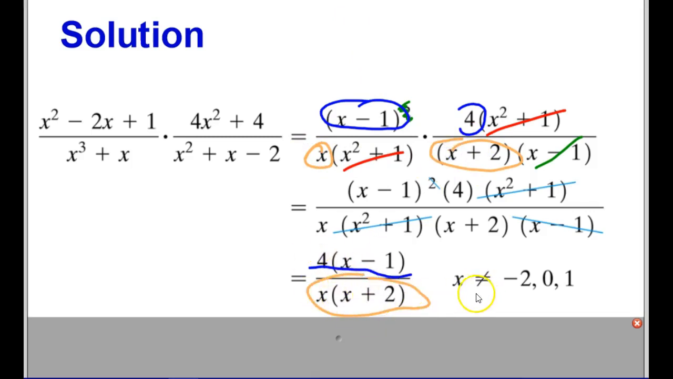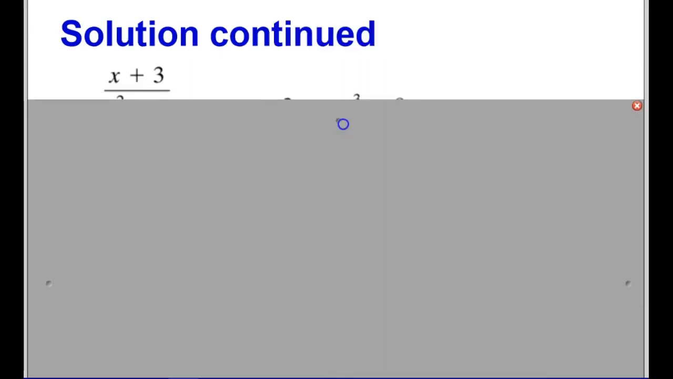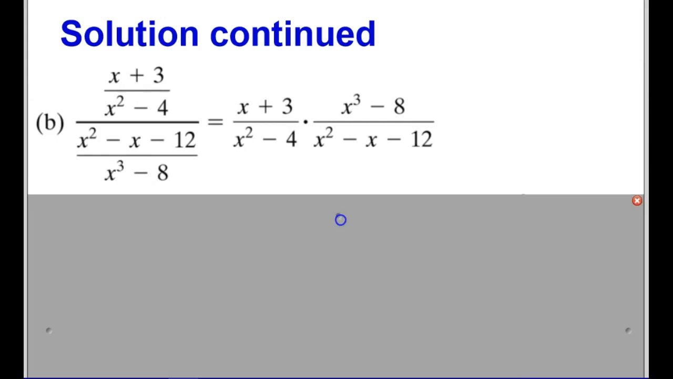Nothing else can cancel, and again I have to include all of the values that at one point would make my denominator 0. So let's look at that second example where we were dividing. Again, we're dividing, but we don't like to divide fractions, so I leave the numerator alone and I multiply that by the reciprocal, so upside down of the denominator. Well, now I'm just doing a problem like I just did, multiplying.